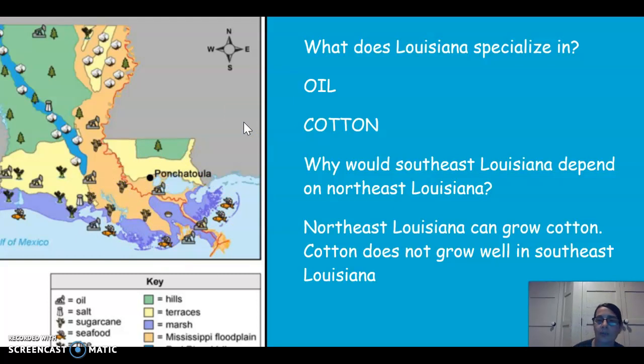So make sure you understand, what does Louisiana specialize in? When you specialize in something, or when Louisiana specializes in something, it's something that can be grown or a service that Louisiana provides that other states can't. And this resource map, looking at these resources, helps you understand what they specialize in. Now, do they specialize in hills and marsh? Not really. We're looking more at these resources on this side.